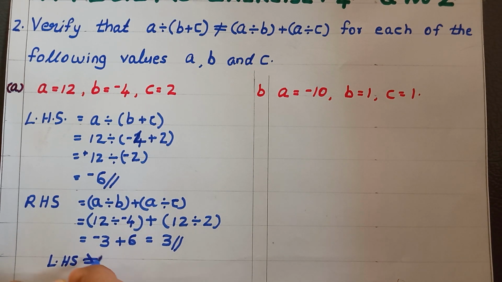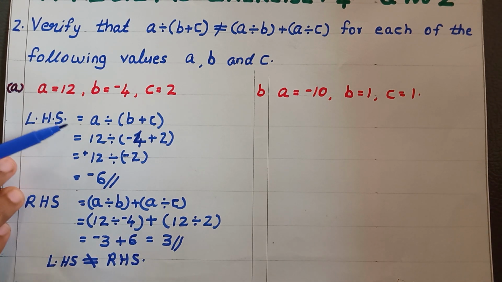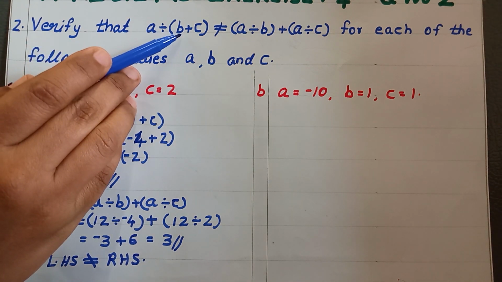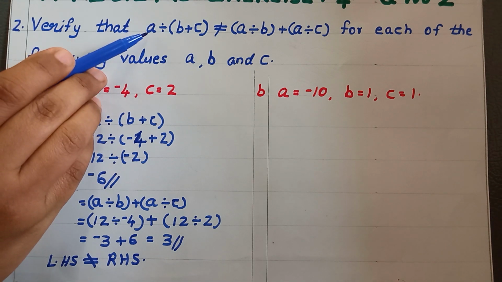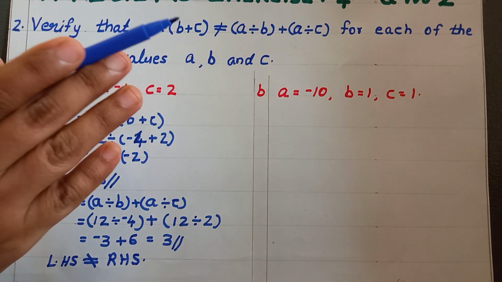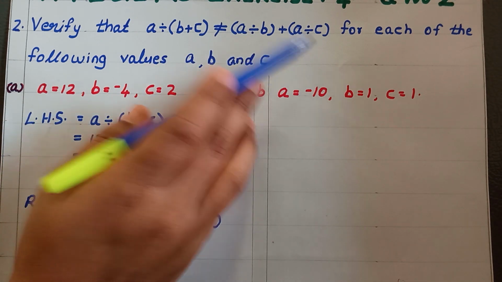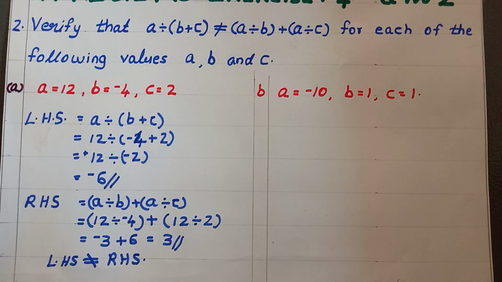LHS is not equal to RHS. So we can say that for the given a, b and c, this statement is true. That means a divided by (b plus c) is not equal to a divided by b plus a divided by c. Next we can go through question number b.